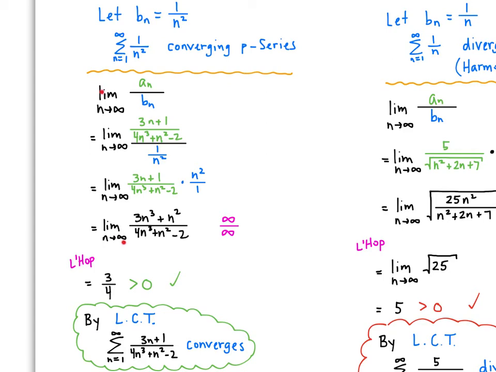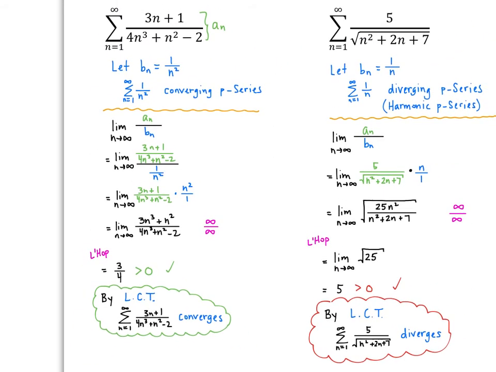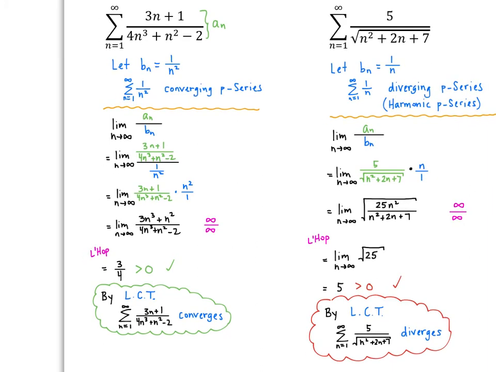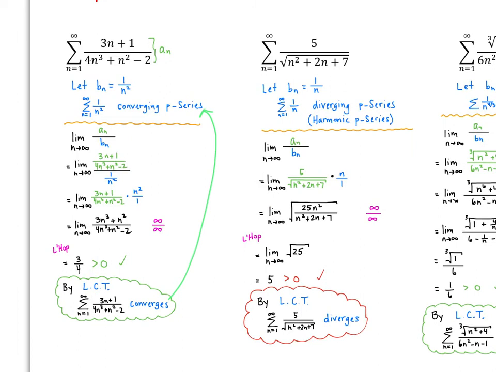So this works out. Since 3/4 is bigger than 0, by the limit comparison test, our series converges because we are comparing it to a converging p-series. Since b sub n converges, and the limit comparison test gives us a value that's greater than 0, we can say our original series converges, okay? All right, let's take a look at this next example.